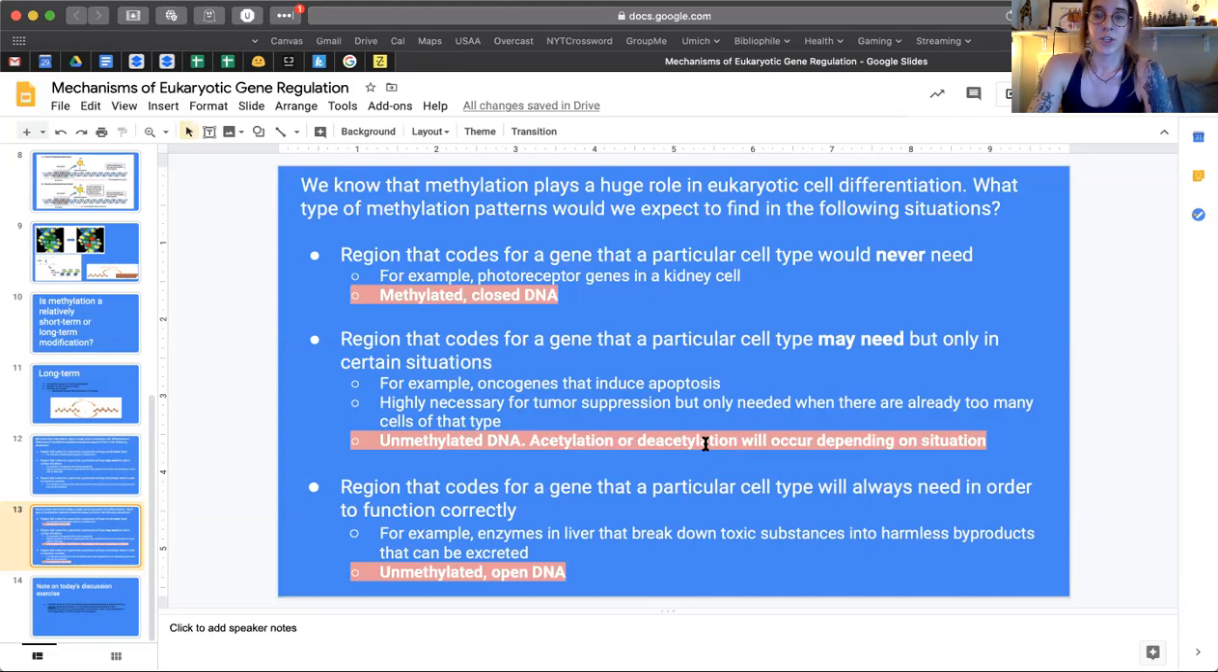But then if a situation occurs where the cells detect we are getting way too much of this type in this one area, then this acetylation could be triggered, which would cause the transcription of those oncogenes. So that self-destruction could happen. So that apoptosis would happen. And thirdly, the region that codes for a gene that a particular cell type would always need, expect that to be unmethylated and open. Hopefully this is clear. We want this unmethylated, obviously, because we do not want those genes to be silenced at all. We really, really need those genes. And then we want them open or acetylated, so that transcription can always be happening, because we're always going to be requiring those, no matter what the circumstance, really.